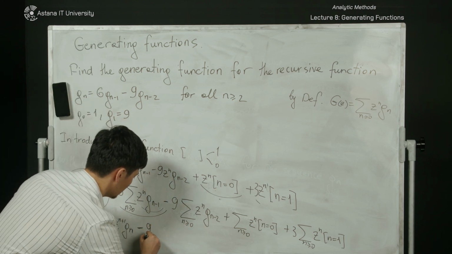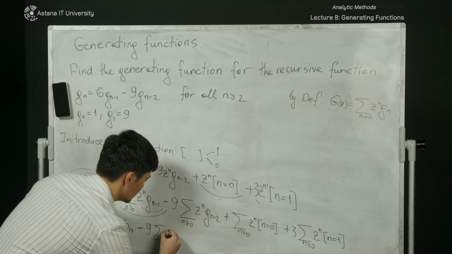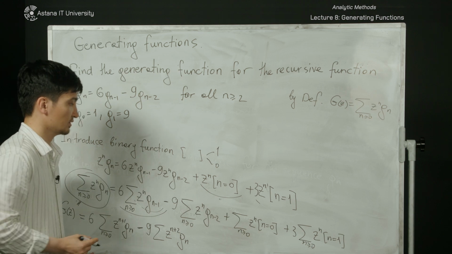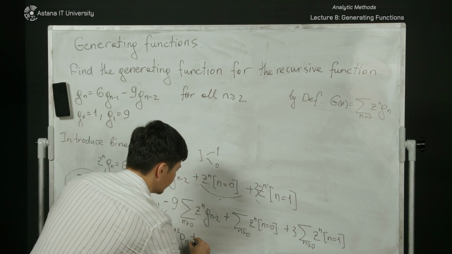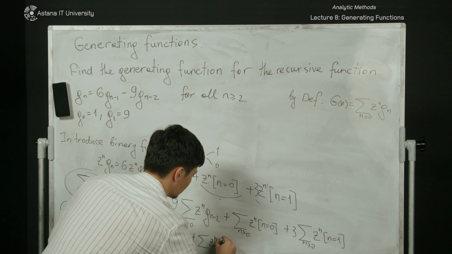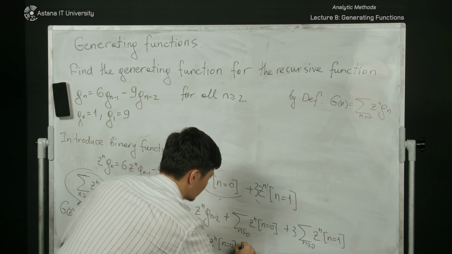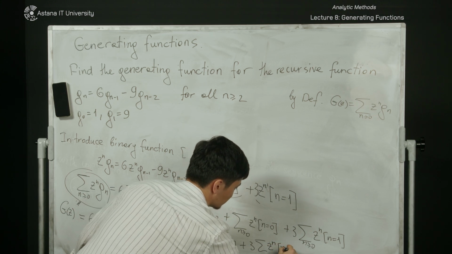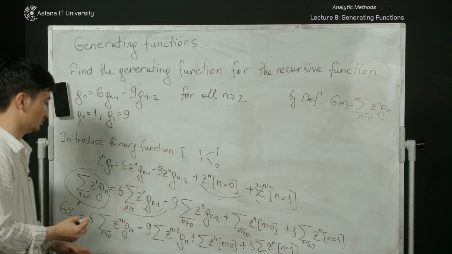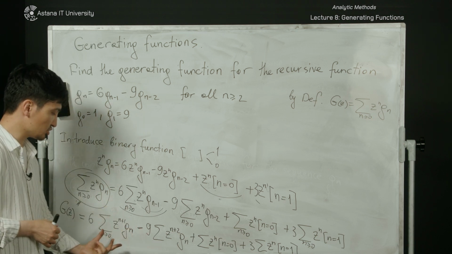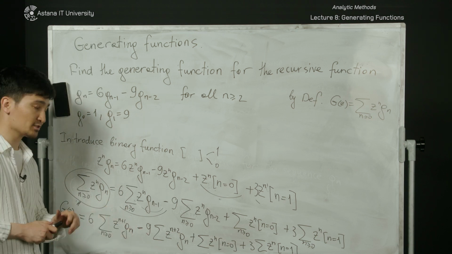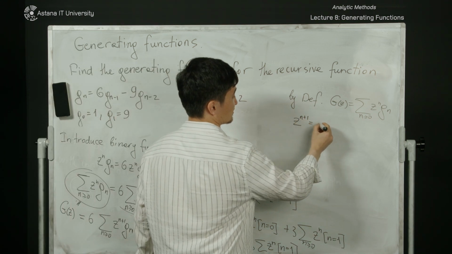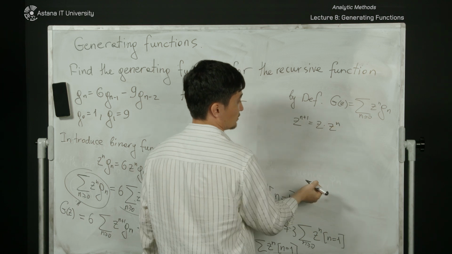Okay, so the same logic I apply over here. So it will give me minus 9 times g. Now over here I will have z to the power of n plus 2 times g_n, and these ones will remain the same. Okay, now if you pay attention, you see that over here z to the power of n plus 1 is simply z times z to the power of n, right?